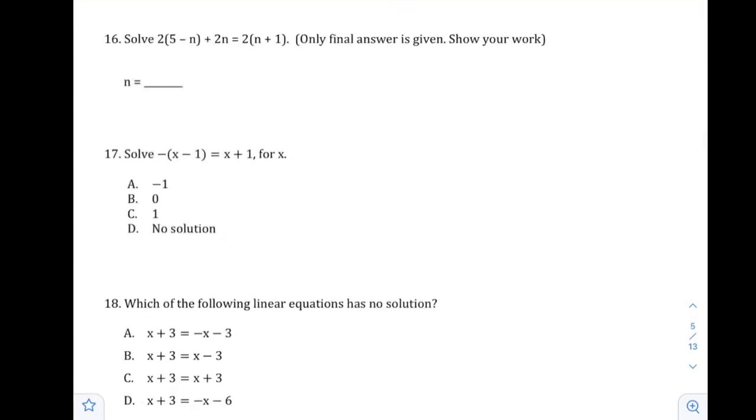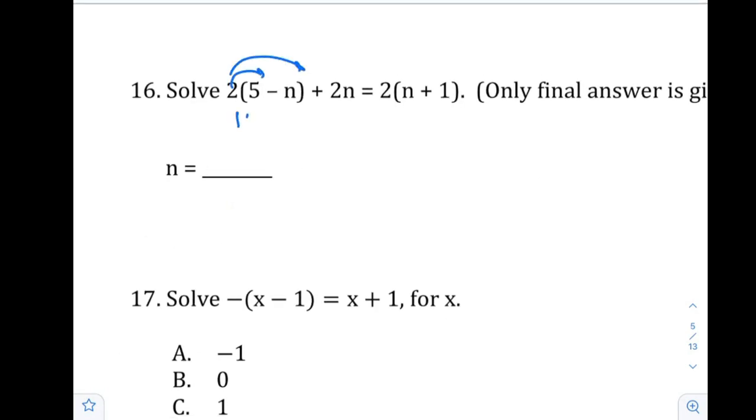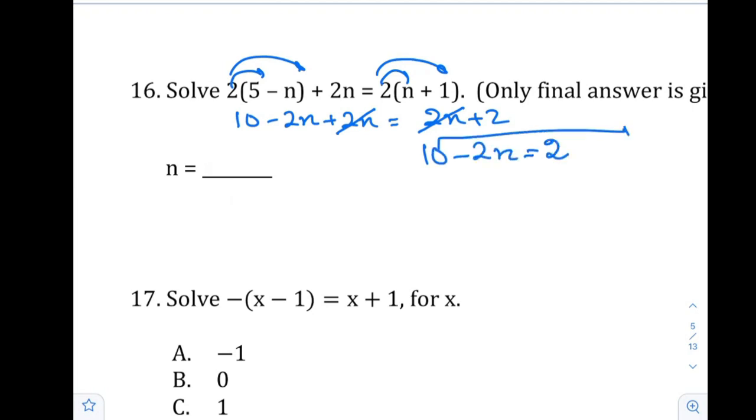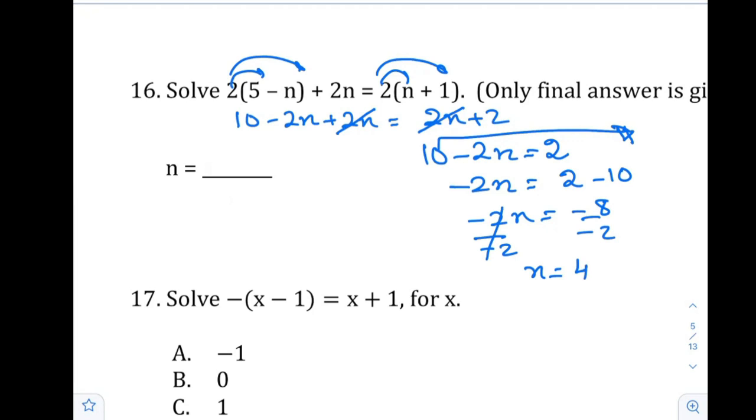Let's solve this one. Distribute, you can say that these are exactly the same. So you have 10 minus 2n equals 2. Take the 10 to the other side. Negative 2n is equal to 2 minus 10. Negative 2n is negative 8. Divide by negative 2. So n is equal to 4. Negative with negative, and this will be 4.